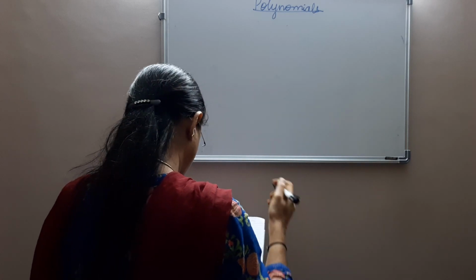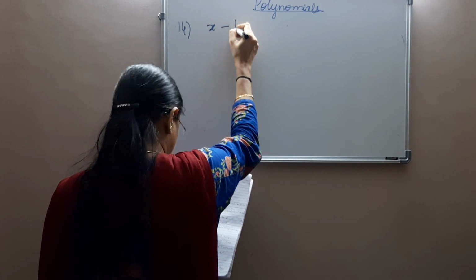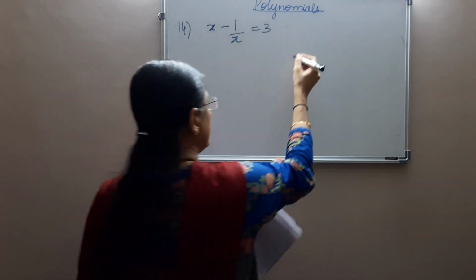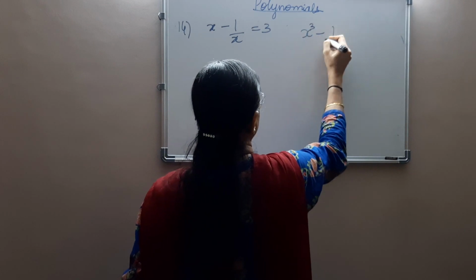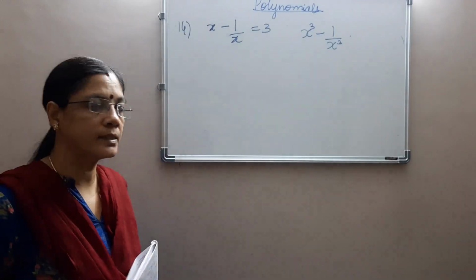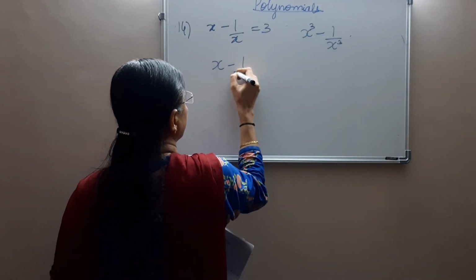Now the 14th sum is x minus 1 by x is equal to 3. You need to find x cube minus 1 by x cube. So this we have done already, isn't it? So we do this. This is just like a direct problem.